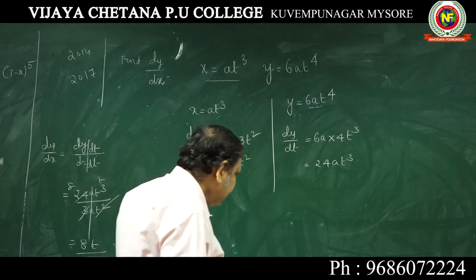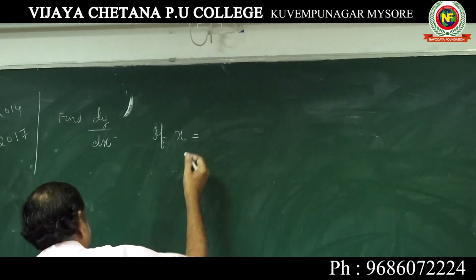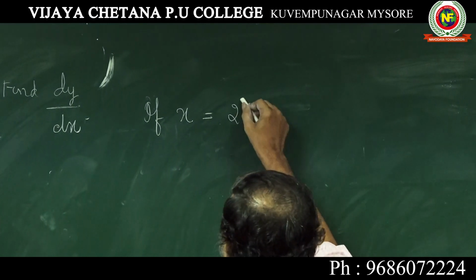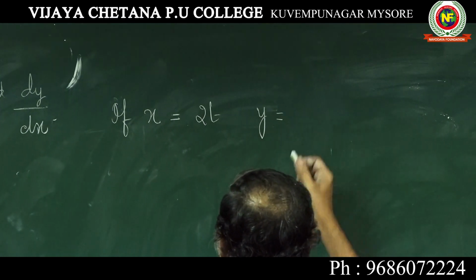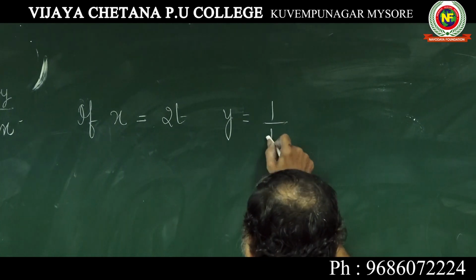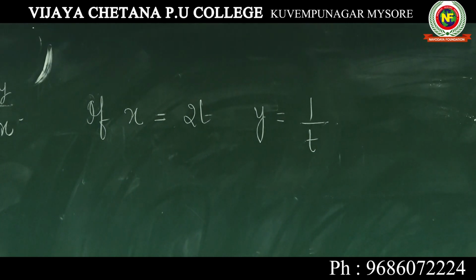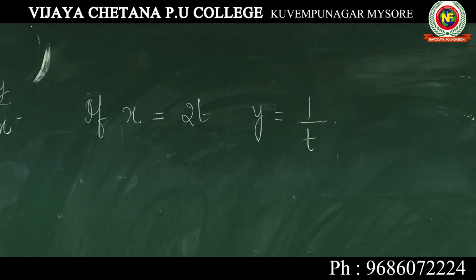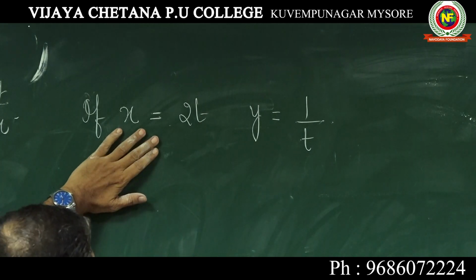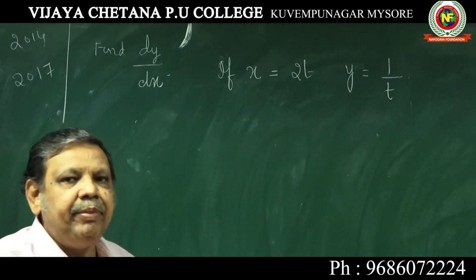Okay. We will take up another problem. x equal to 2t and y is equal to 1 over t. Very important. Find the differentiation. Find dy by dx if x equal to 2t and y is equal to 1 by t. Now it's a parametric function. Both are expressed in terms of t. y also expressed in terms of t. It is a parametric function.